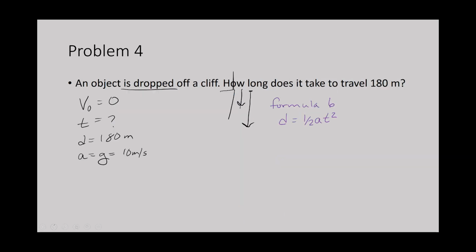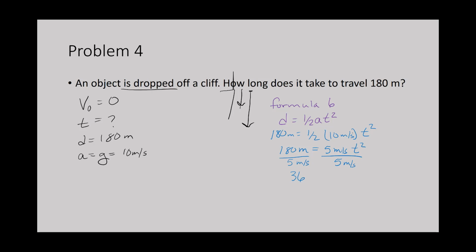Okay, now problem 4. I would use formula 6 again. So this time I know my distance is 180 meters. My acceleration is 10 meters per second, and I'm looking for my time. So when I multiply this one out, I get 180 meters. 1/2 times 10 meters per second is 5 meters per second, and I still have t squared. Divide both sides by 5 meters per second. And 180 divided by 5 ends up giving me 36.